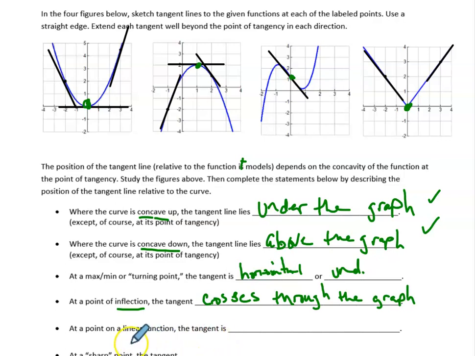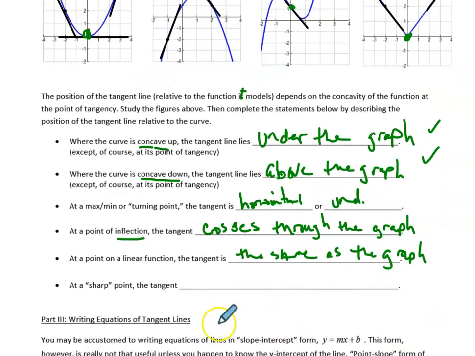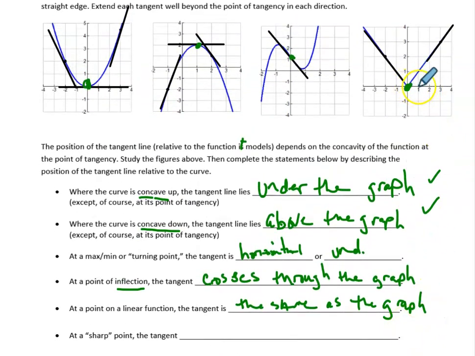Two more points here. At a point on a linear function, the tangent line is what? Well, that's here. We have a tangent that matches the function on this linear portion of the graph. Same here. The tangent line is the graph on a linear portion of the graph. So the tangent is the same as the graph. Last question. At a sharp point, the tangent what? Well, there's only one here. So we want to say that the tangent line is not unique. And we would say that the slope at that point is undefined.